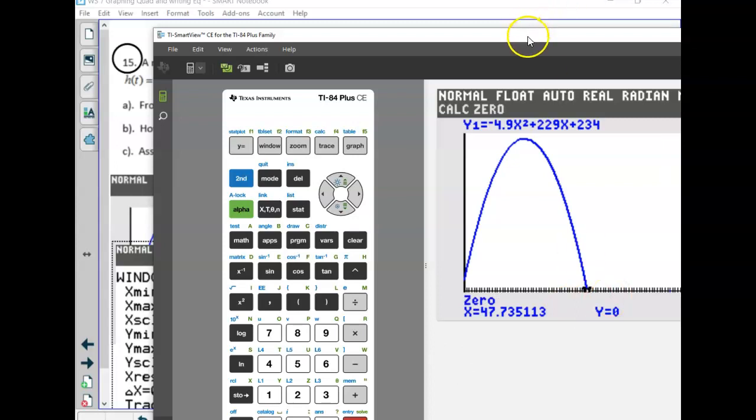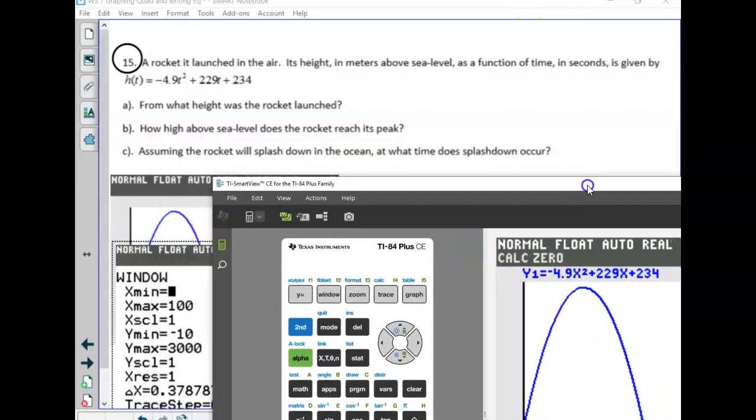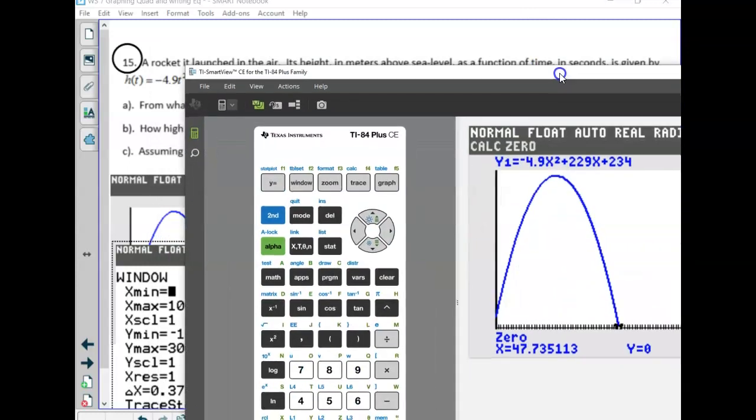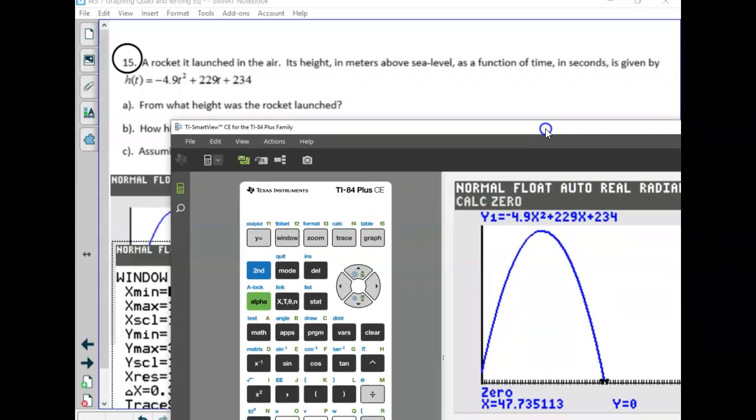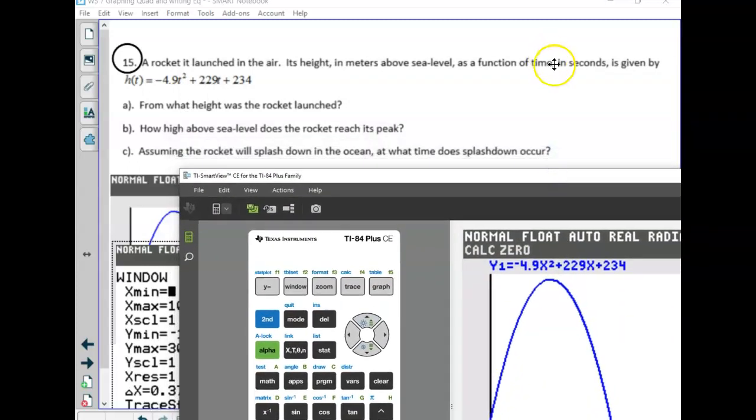47.7. I think it says like 3 decimal places on the quiz. So if we did that, it'd be 47.735. I don't care if you did less places on here. 47.7 is fine. And that's seconds. It's set up here in seconds, okay?